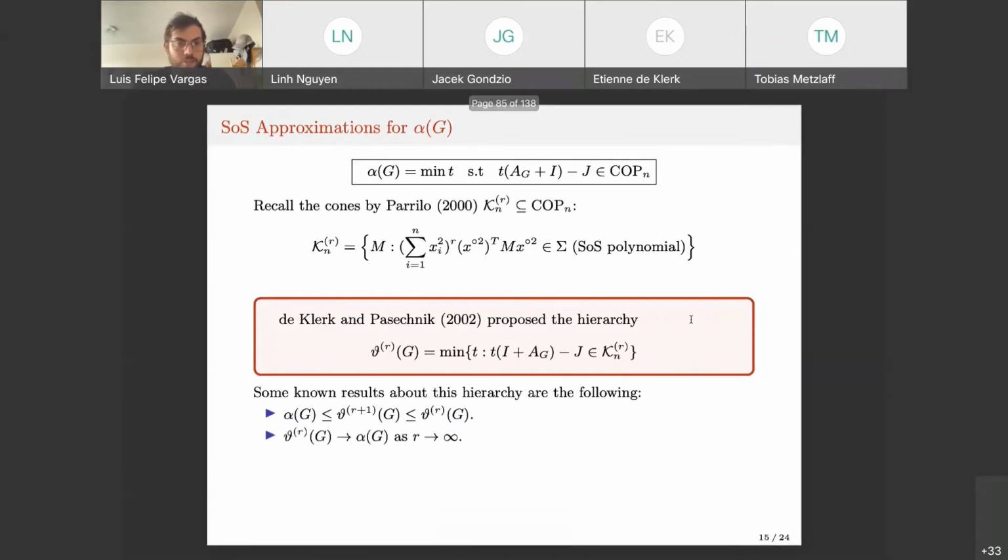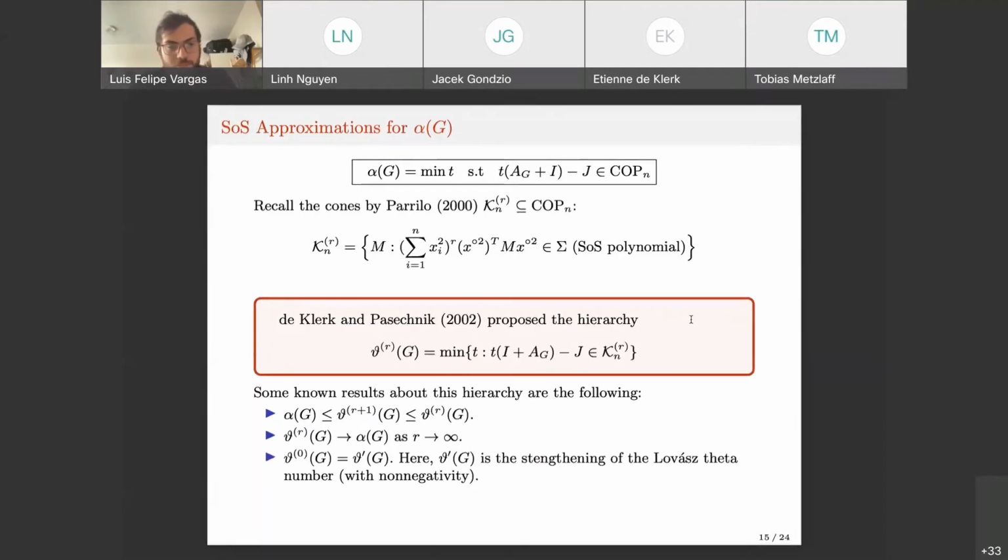And there are some results about this hierarchy. It is indeed a hierarchy of approximations, improving as r increases. That's because the cone K_r is contained in K_{r+1} for any r. It also converges asymptotically to alpha as r goes to infinity, because the interior of the copositive cone is contained in the union of the K_r.